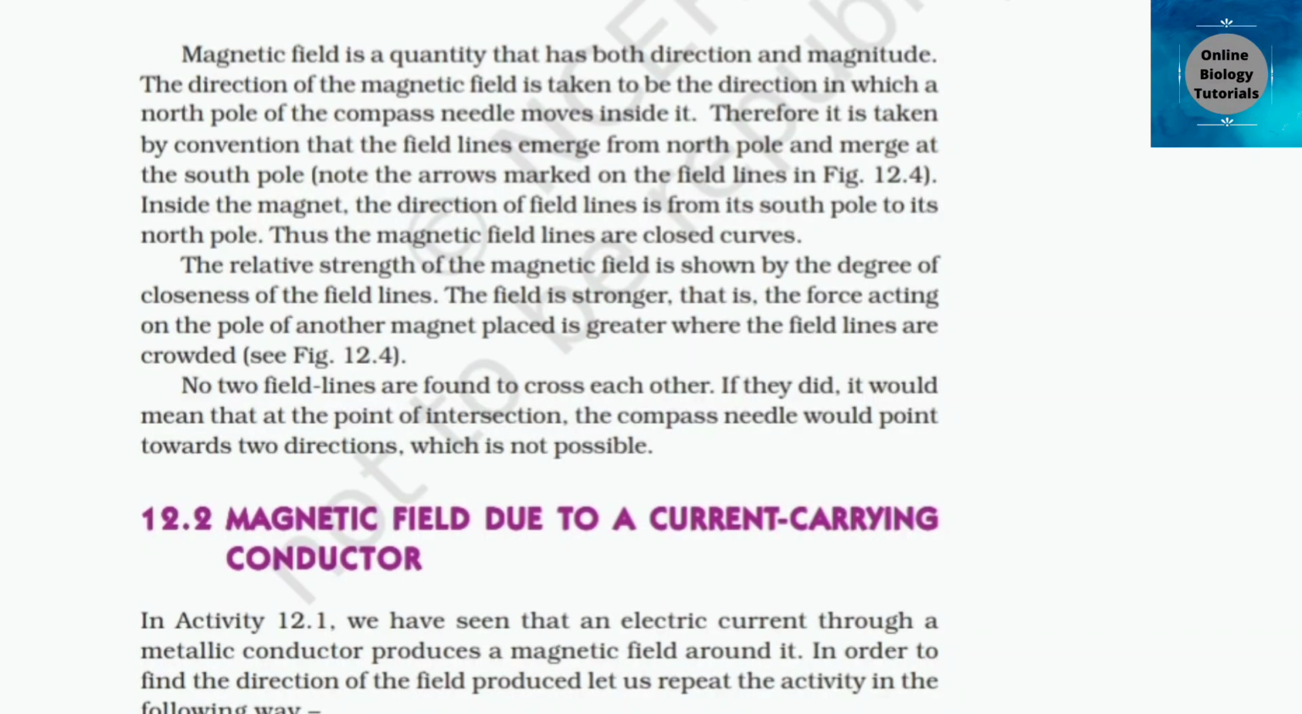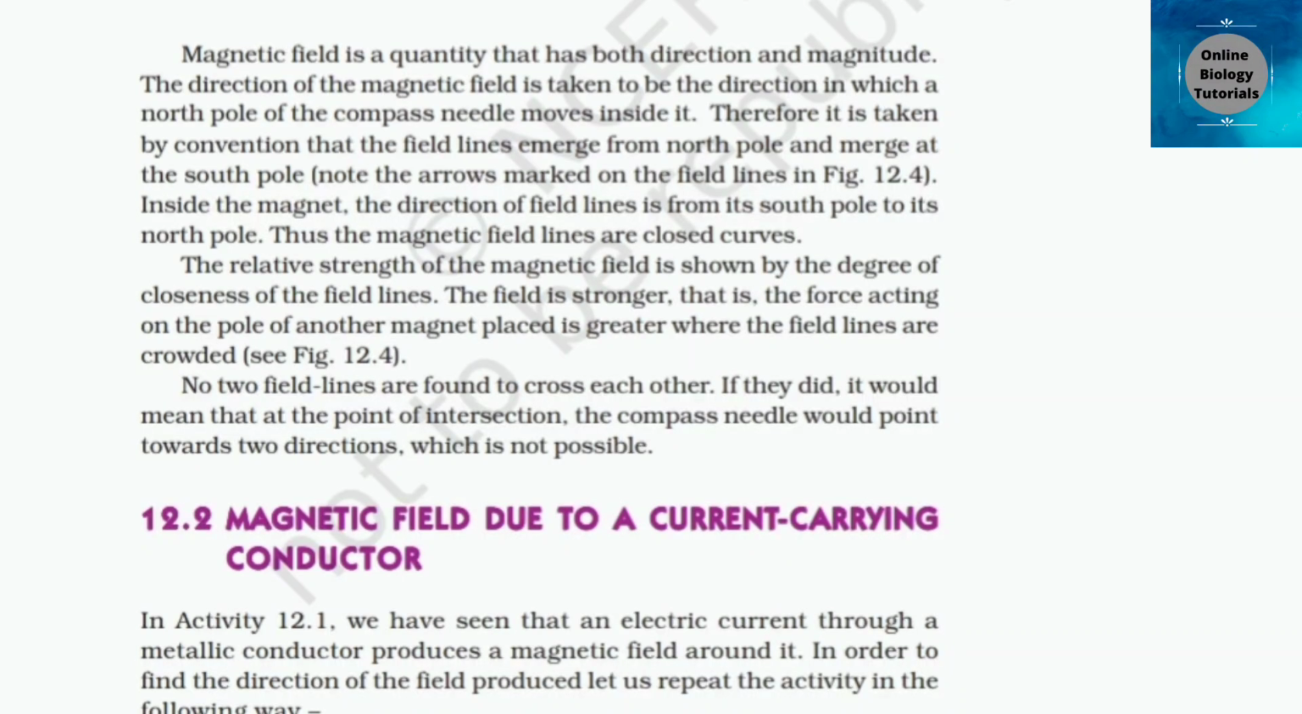Therefore, it is taken by convention that the field lines emerge from the north pole and merge at the south pole. Note the arrows marked on the field lines in Figure 12.4. Inside the magnet, the direction of field lines is from its south pole to its north pole. Thus, the magnetic field lines are closed curves. The relative strength of the magnetic field is shown by the degree of closeness of the field lines.